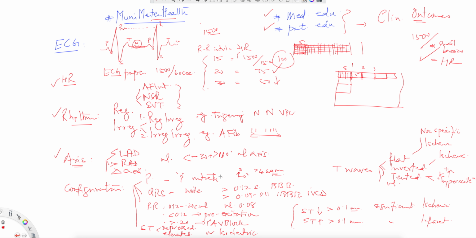Configurations, P waves. You need to see if they are P mitral, like in a mitral stenosis or mitral regurgitation, large left atriums.